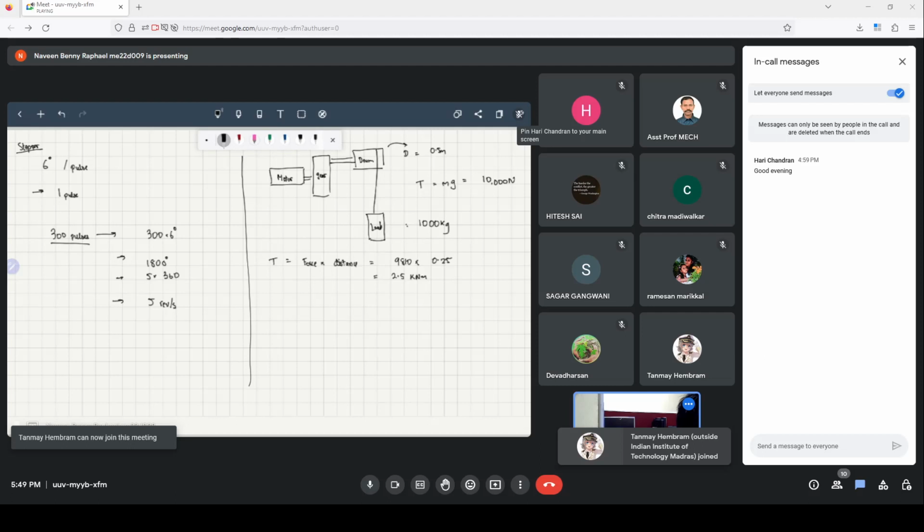Now say you're pulling this up at a speed of v is equal to 0.5 meters per second. That means the angular velocity of the drum is 0.5 divided by 0.25, which is 2 radians per second.